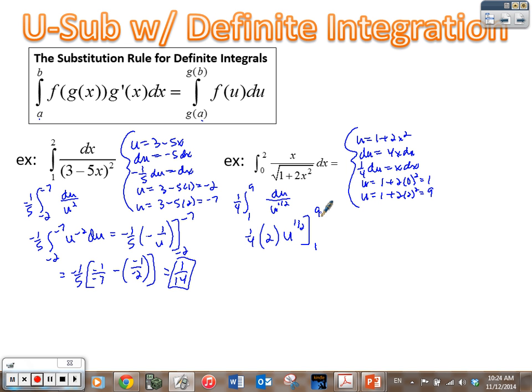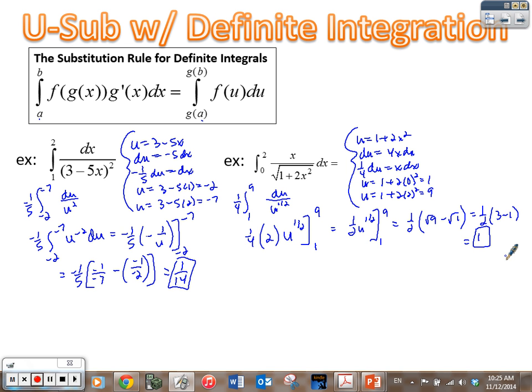Now here, just for fun, let's go ahead and multiply that out and rewrite it. That's going to give me 1/2 u to the 1/2 evaluated from 1 to 9. So here I'm multiplying that in. Here I left it out. It's just your choice, doesn't really matter. So I have 1/2 times the square root of 9 minus the square root of 1, or 1/2 times 3 minus 1, which is 1.